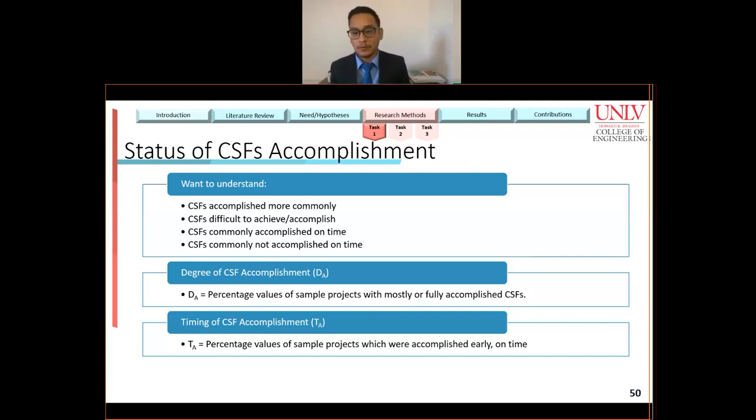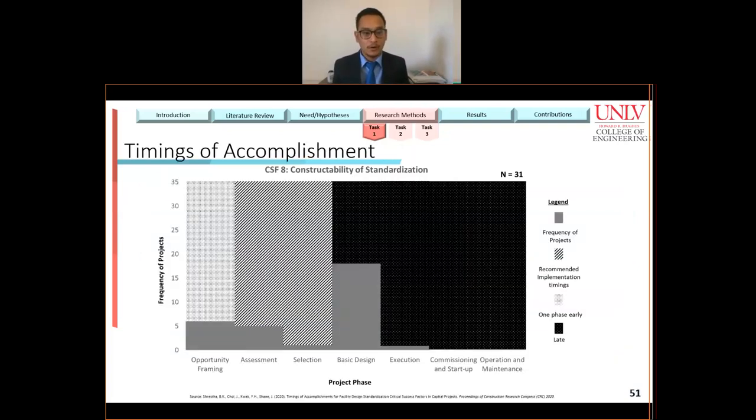This is an example of the timing of accomplishment graph for CSF8, constructibility of standardization. The intent of having this graph here is to explain how the graph is to be read. So the x-axis represents the number of projects. The y-axis represents the different phases in a project. We can see the number of projects involved in this analysis, as well as a legend on the side to explain how the graph is to be read.